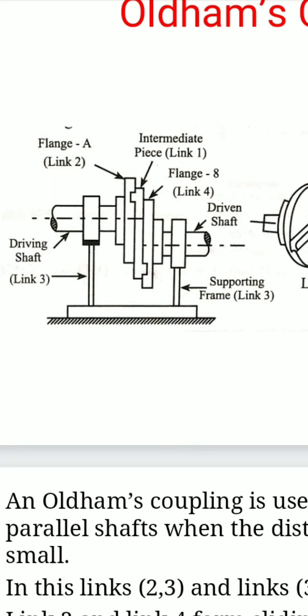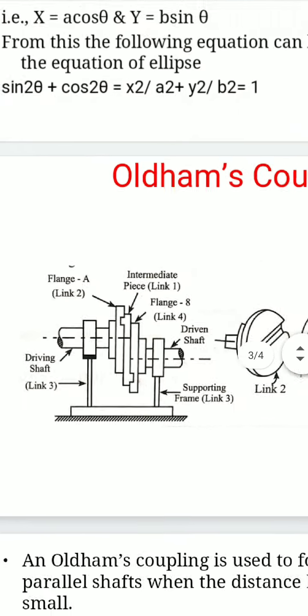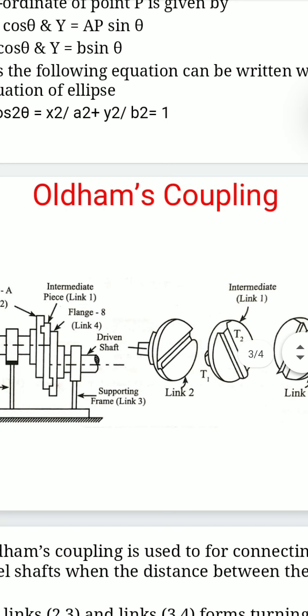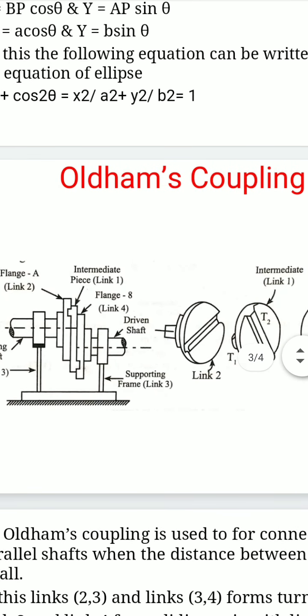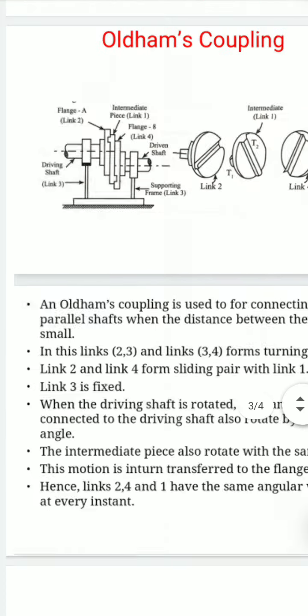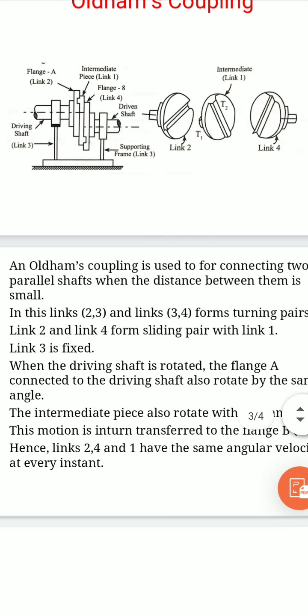Hence links 1, 2 and 4 have the same angular velocity at every instant of time. This is one of the best examples, which we call Oldham's coupling, the second inversion of the double slider crank chain, which is used to connect parallel shafts but not collinear, but they are distant apart. So this is one of the best examples of the second inversion of the double slider crank chain. You can just go through the theory part later. I have shared it here.